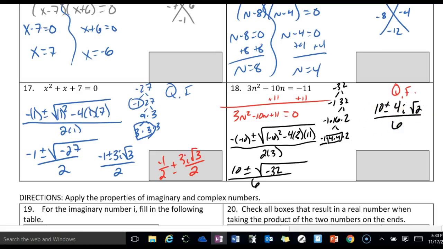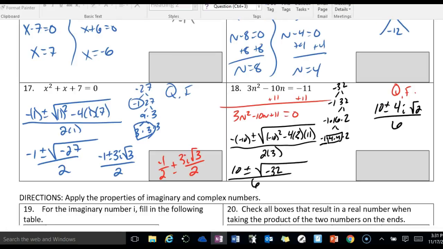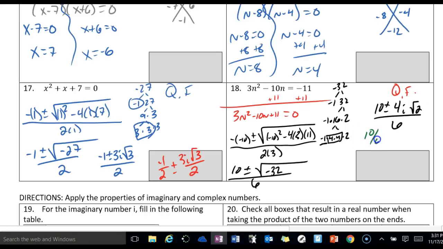So we can simplify here. I'm noticing that I'm going to have 10 over 6 plus minus 4i square root 2 over 6. I can simplify 10 over 6 to 5 over 3, plus minus 2 over 6 to 2i over 3. Notice that the i and the 2 inside the radical do not change.